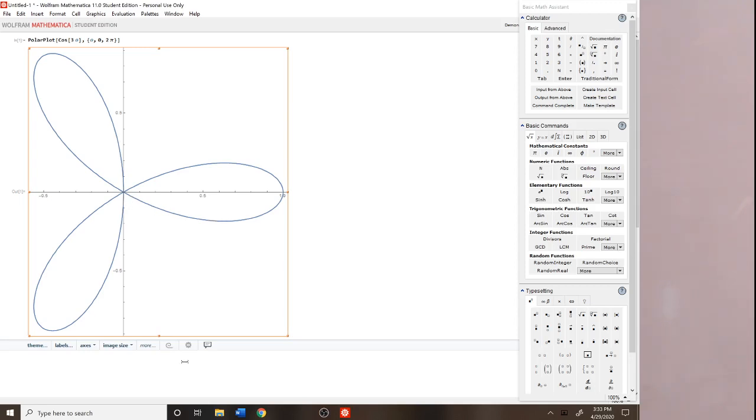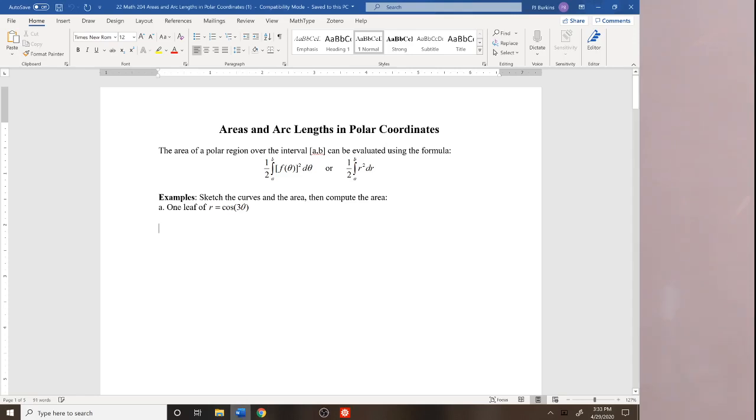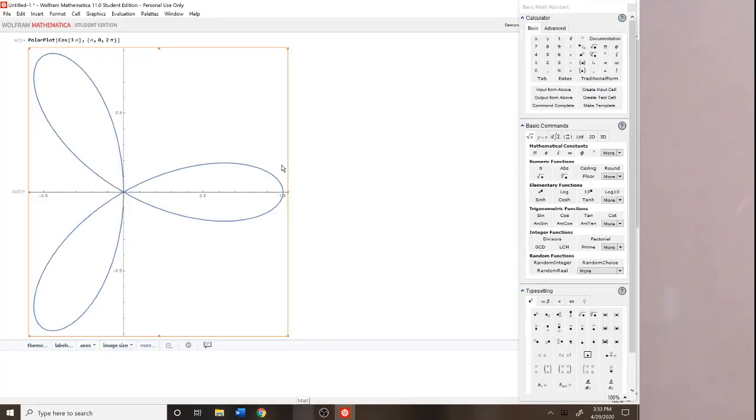So now what I want to do, my goal, the problem says compute the area of one leaf, or sometimes I'll refer to that as a petal more often. So I want one petal. So what I'm going to do is find the area between this point and this point, and then double it to get one petal.